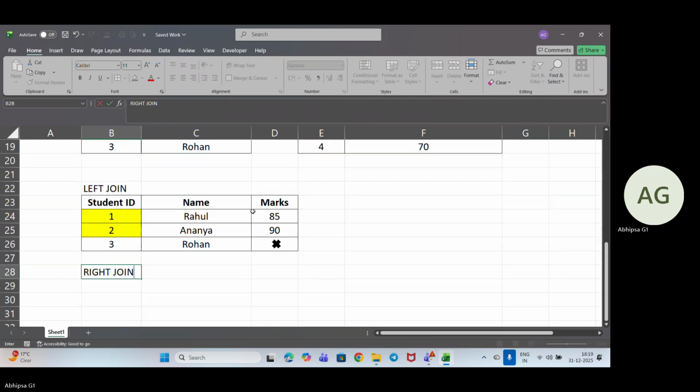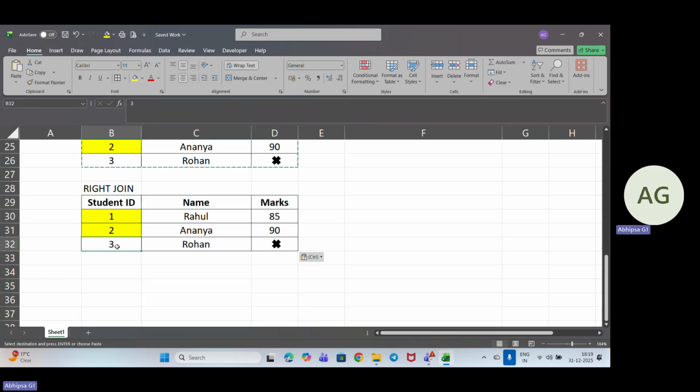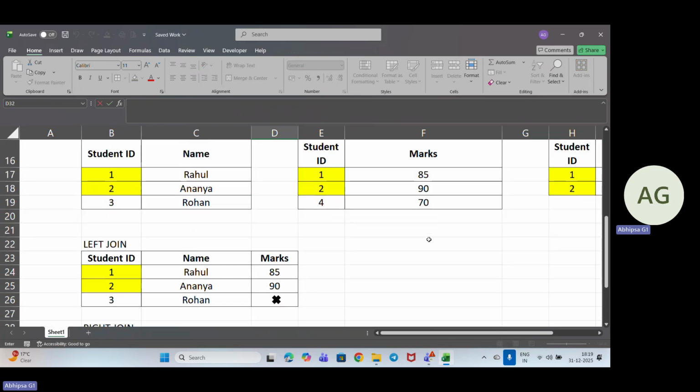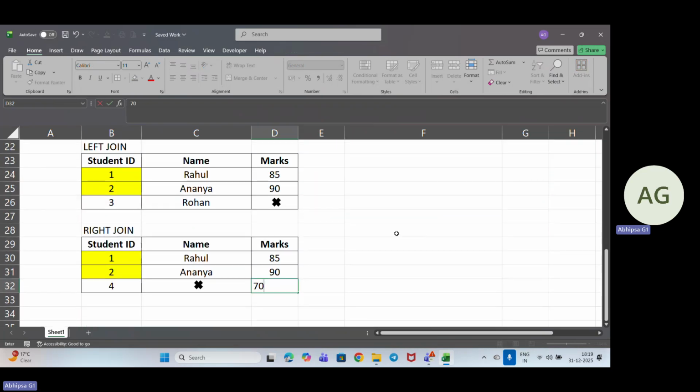Okay, so basically we will be getting this with Control C, Control V, but here we will be getting the data differently. For ID 4, there should be no data, no name. So this I'll just Control X and Control V. So we will get the data like we will be having no name, and the marks is 70 for ID 4. Okay, so this is how it will be coming.